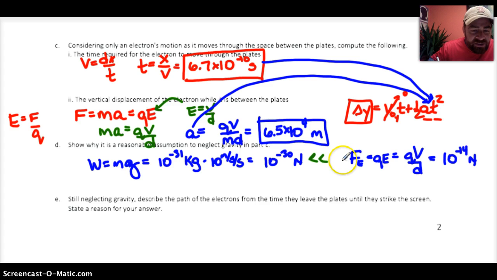Okay, the final question says, still neglecting gravity, describe the path the electron takes after it leaves the plates. If we neglect gravity, the electric field, and therefore the electric force acting on the electron, is gone, so it's going to travel in a straight line. That's Newton's first law.